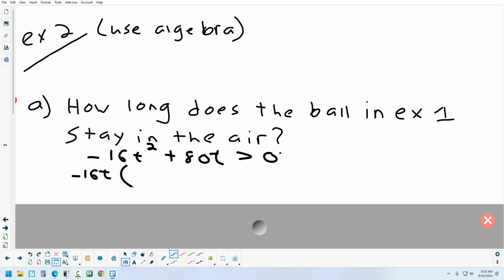Nick, when I factor that out from the first term, what does that leave me with? Just t. And Lizzie, when I factor that out from the second term, what would that leave me with? Negative 5. Yep, just negative 5. All right, so now we have it factored. We have something times something that is going to be greater than 0.